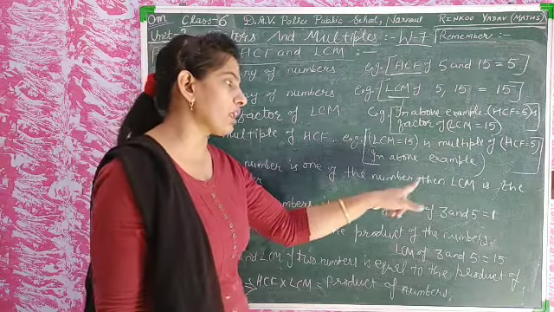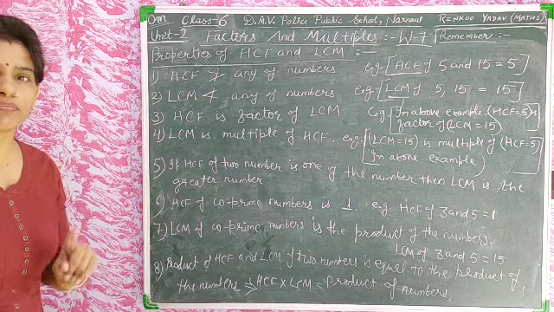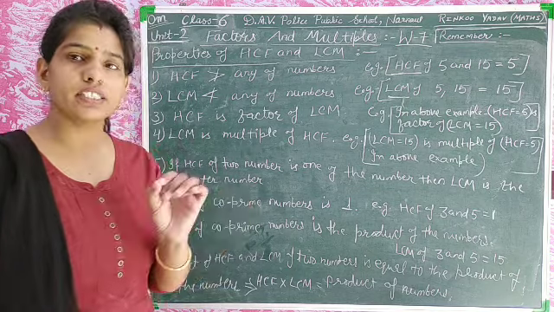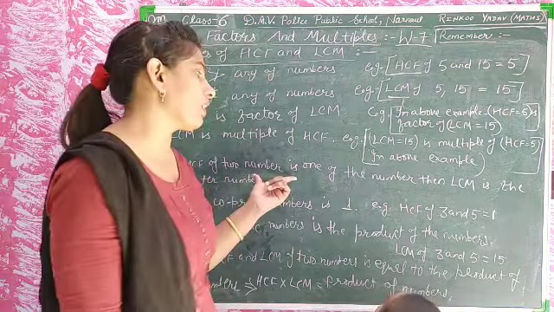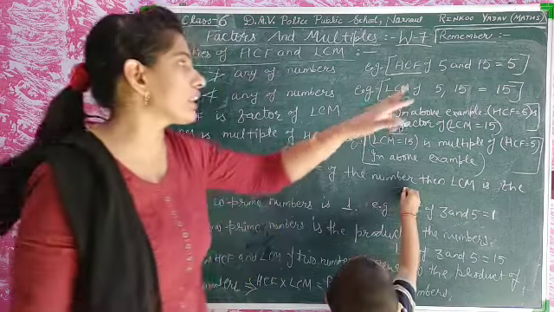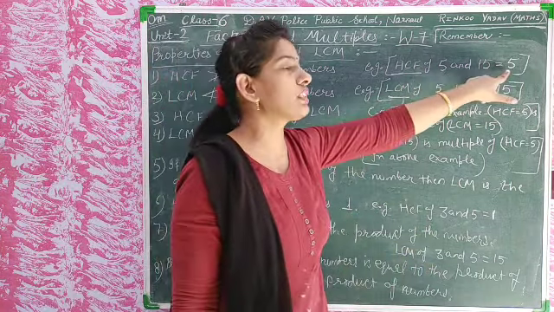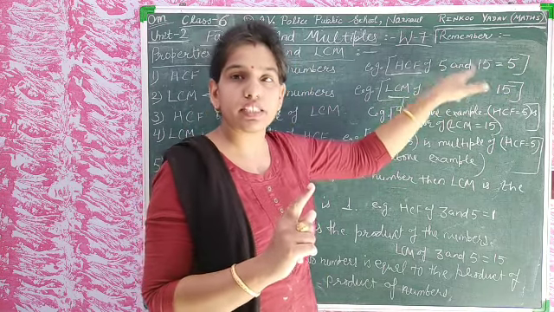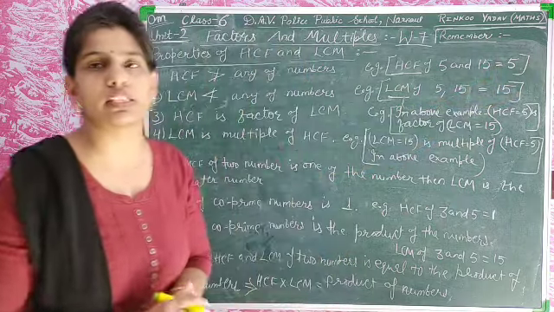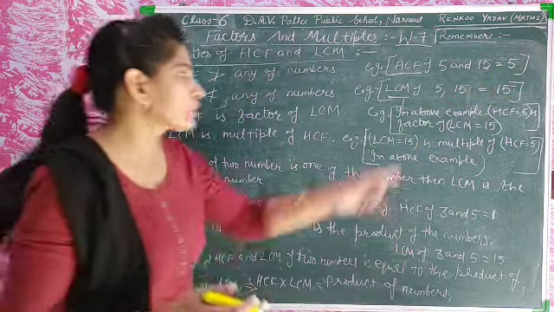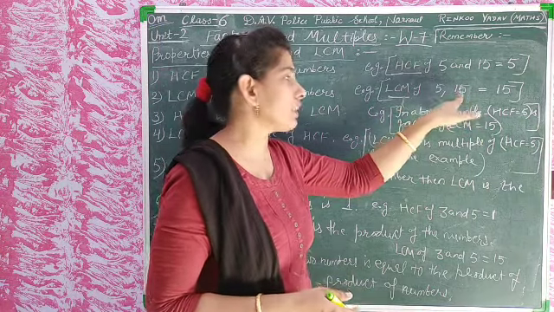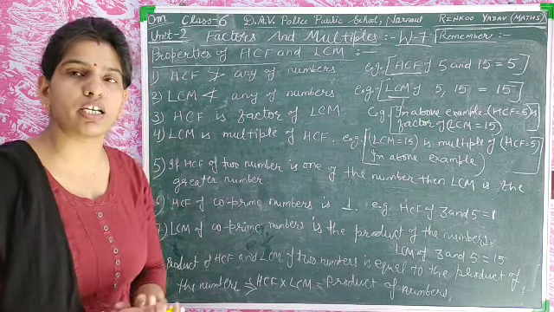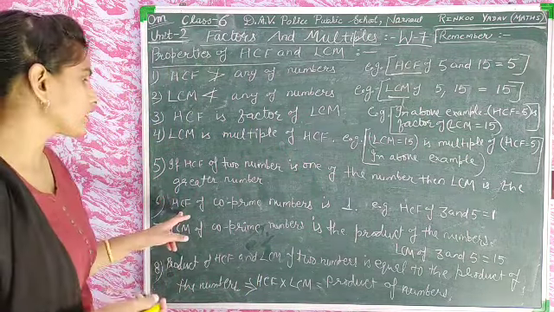If the HCF of two numbers is one of the numbers, then the LCM is the greater number. Here the HCF of two numbers is one of the numbers, that is 5. It means it must be that the LCM is the greater number. So you will find that the LCM is 15 here. Yes, it means this is possible. Now we will do property number 6.